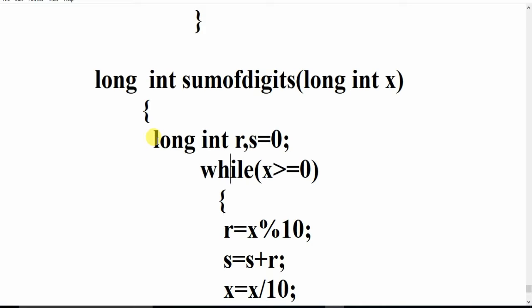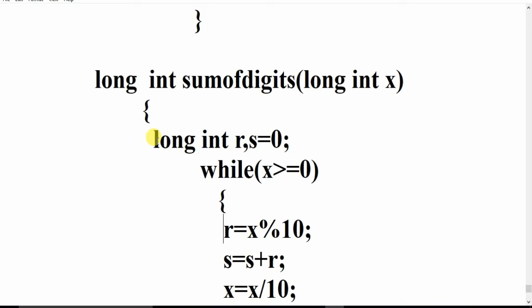3, 4, 5, which is greater than 0. So r equals 3, 4, 5 modulus 10, nothing but 5. Already s is 6, so 6 plus 5 is 11. X divided by 10: 3, 4, 5 divided by 10 is 34. 34 greater than 0. R equals 34 modulus 10, that is 4. Already s is 11, plus remainder 4 is 15. X divided by 10, that is 34 divided by 10, which is nothing but 3.